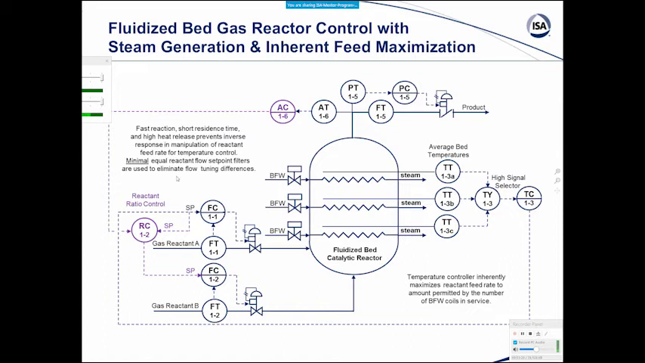And again, as you're changing production rates, you want to make sure that they move in unison together, and so you have some minimal equal reactant flow set point filters so that you don't have to worry about the differences in the tuning response of these controllers to a type of measurement or type of valve or size of valve.